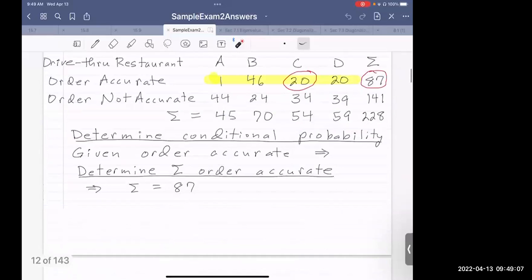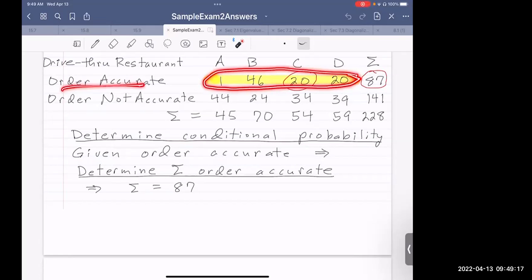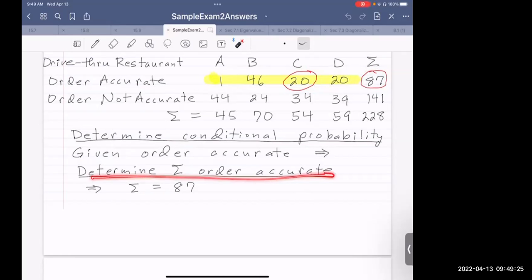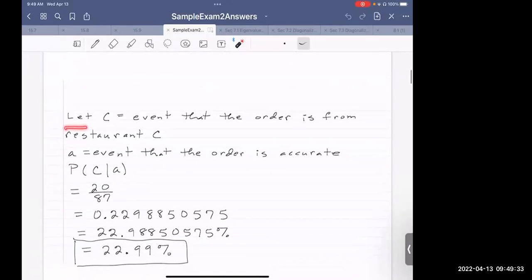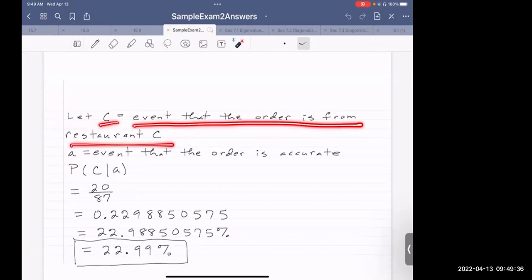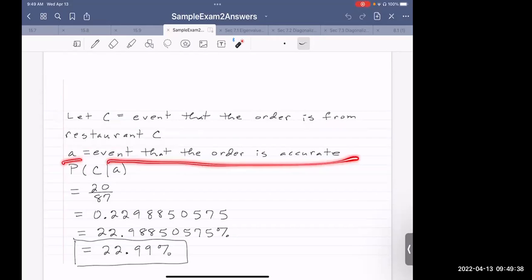Okay, so we want to determine the conditional probability. We are given that the order is accurate, so I'm going to restrict my sample space to only those where the order is accurate. There's a total of 87 of those. Let C be the event that the order is from restaurant C, and let A be the event that the order is accurate. So I want to find the probability of C given A.